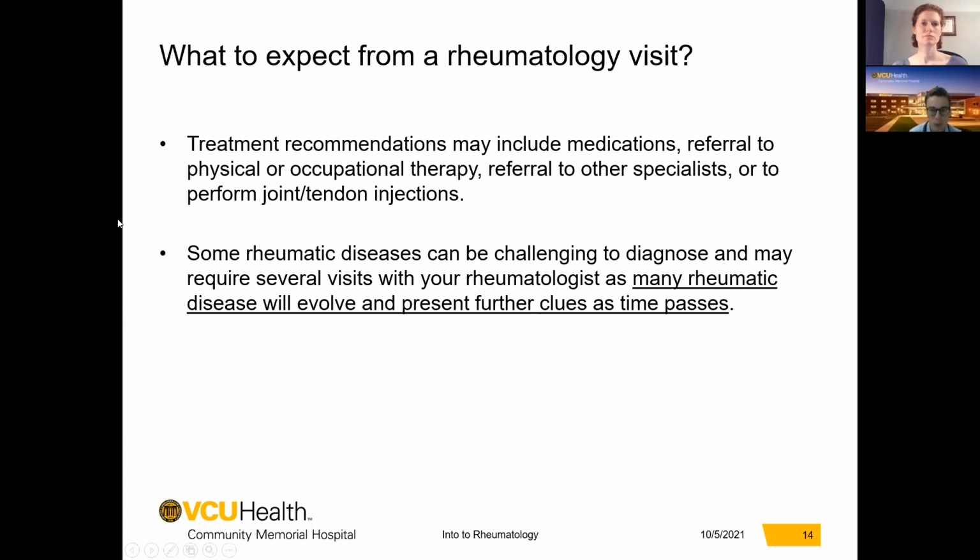Treatment options may include talking with a physical therapist, occupational therapist, or going to see another specialist, depending on what organs may or may not be involved. And then talking about whether or not joint or tendon injections may be helpful as well. But many rheumatic diseases, like we've already touched on, are really challenging in that the symptoms come and go, they evolve over time. So often it is a bit of a long process to tease out these clues to come to a correct diagnosis. It takes some time in many of these complex cases to reach an accurate diagnosis.